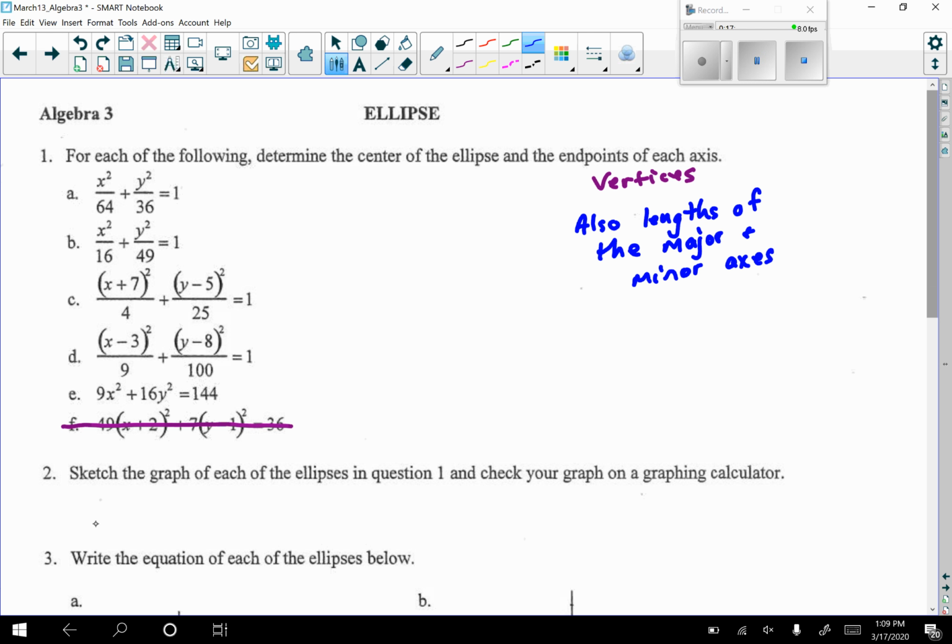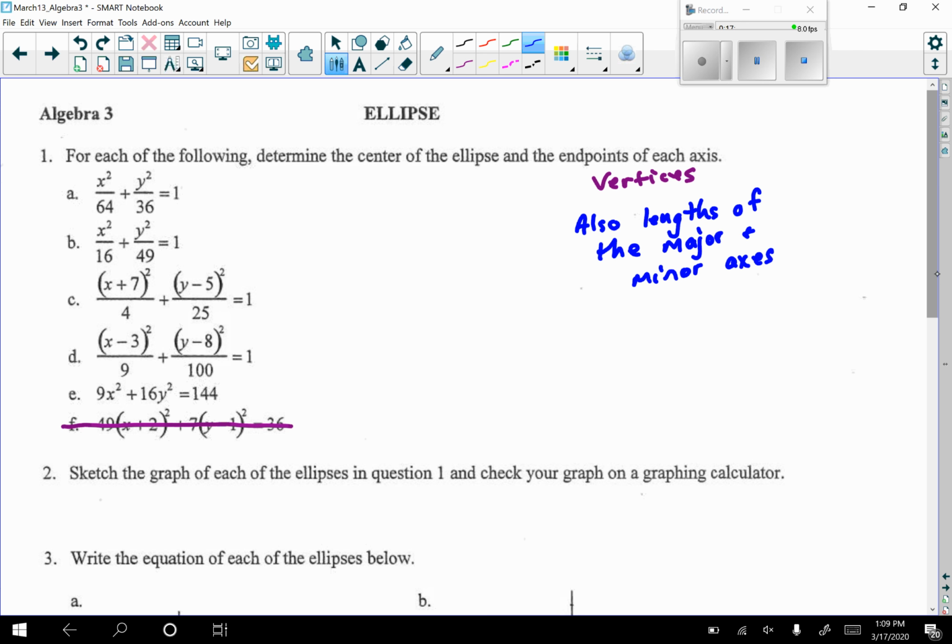Number 2, again, goes back up to A through E. Sketch the graph of each of the ellipses in question 1, and then check your graph on your graphing calculator. You could put 2, I wouldn't recommend any more than that, 2 ellipses per coordinate plane. If you don't have graph paper, that's fine, but please draw your coordinate planes very neatly with a ruler, and then make sure you also number the units, talking about how to evenly space them when you go to graph those, so you get the most accurate graph as possible.